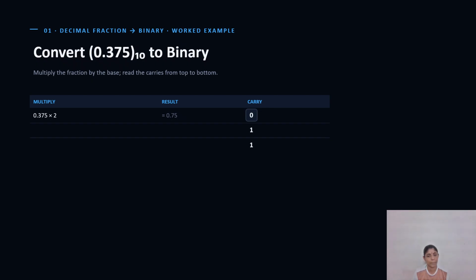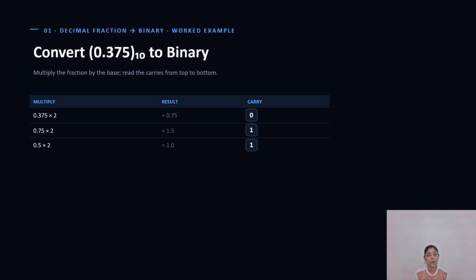See, this dot represents the radix point or decimal point. After the decimal point, we call it the fraction. Before the decimal point, we call it the integer or carry. So the carry alone you have to consider. The carry here is 0. What is the next fraction? 0.75. So 0.75 into 2. The value is 1.5. So the integer part or carry is 1. Again the fractional part is 0.5. So 0.5 into 2.